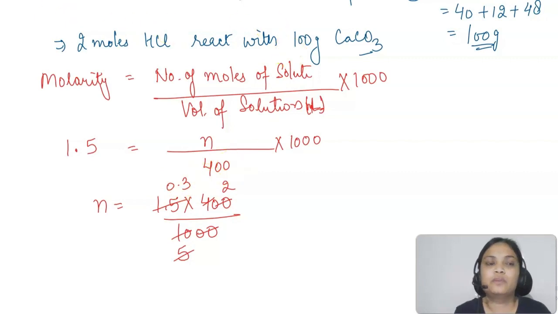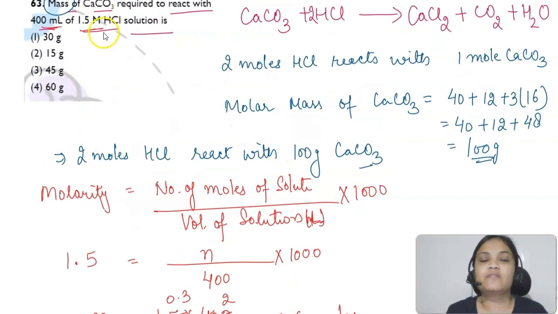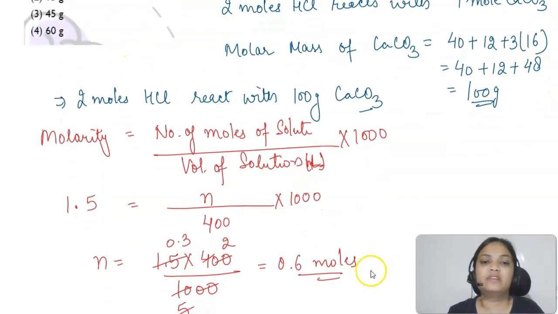So from here you will get 0.6 moles of HCl. It means that in the question it was given 1.5 molar HCl; 400 ml of 1.5 molar HCl will have 0.6 moles of HCl.